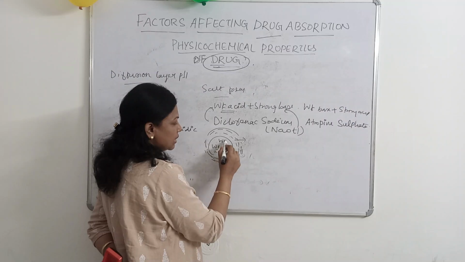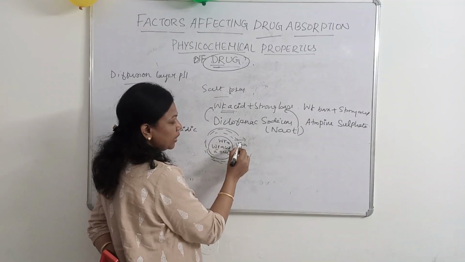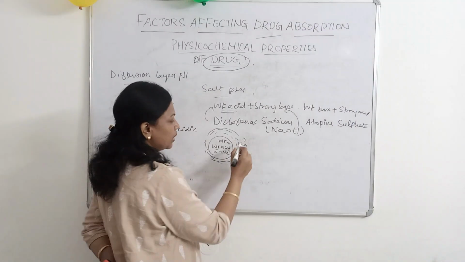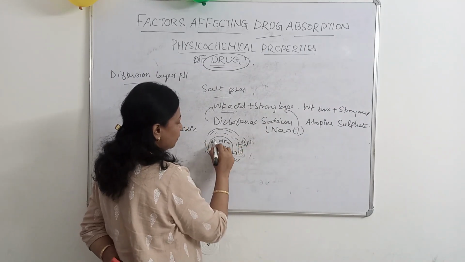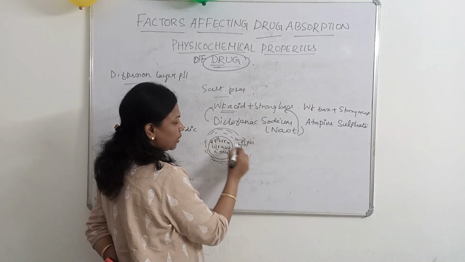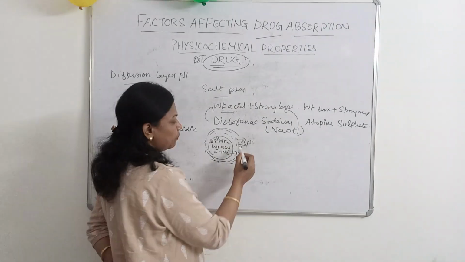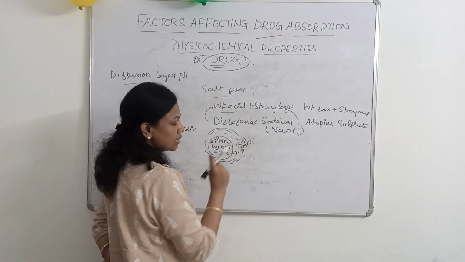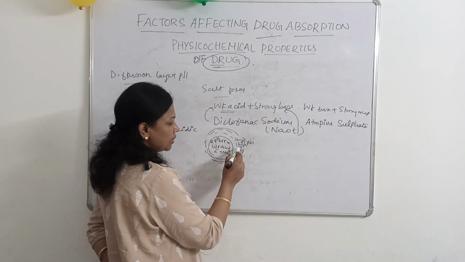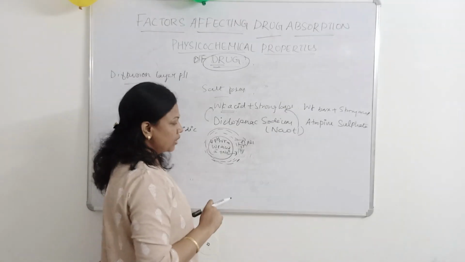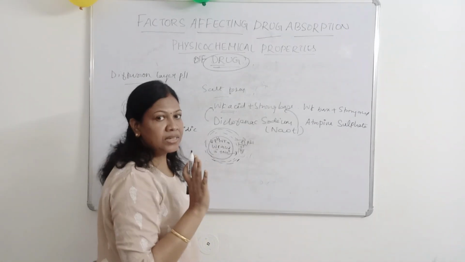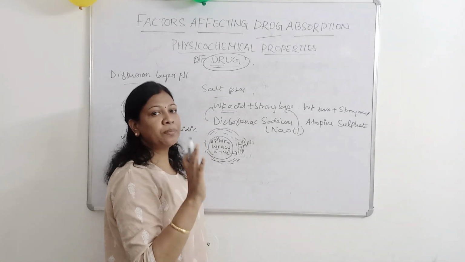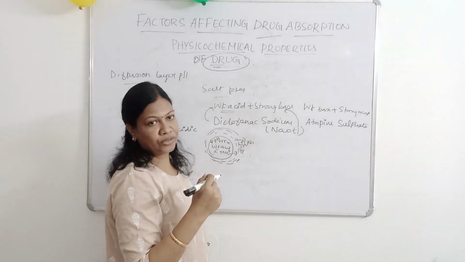Here the weakly acidic drug, and the pH will be increased here. So here there will be an increase in pH around the drug. So there will be ionization in the basic pH. The weakly acidic drug gets ionized in the basic pH of the diffusion layer and gets dissolved easily. That is why salt formation is one method to improve the solubility of a drug.